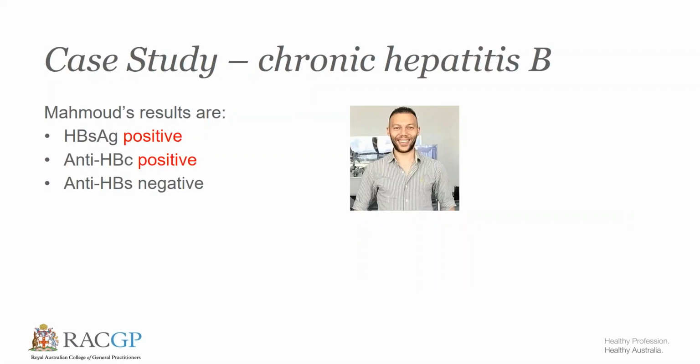So Mahmoud's tests come back. So he's surface antigen positive and he's core antibody positive. So he has chronic hepatitis B. He has a long-standing infection that hasn't been cleared. He still has surface antigen.